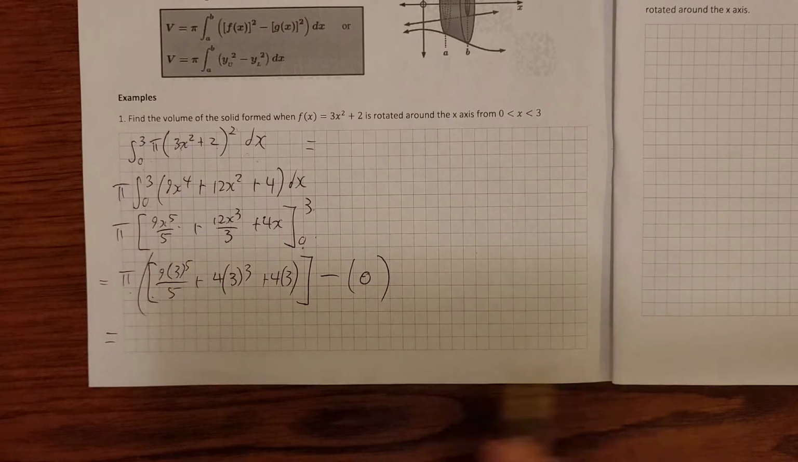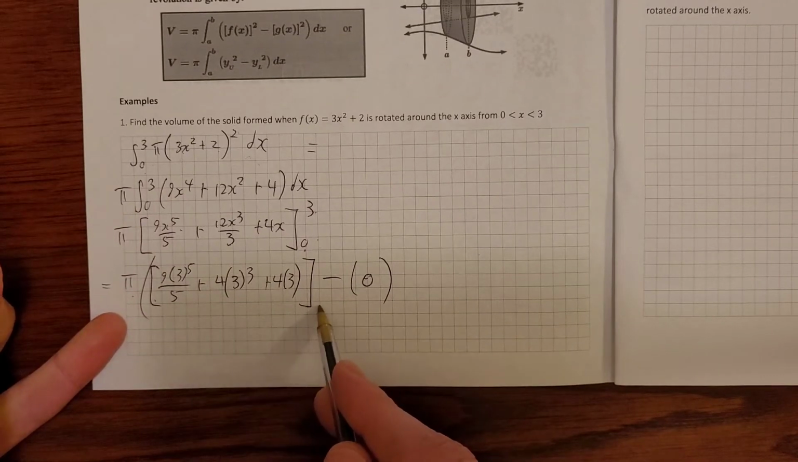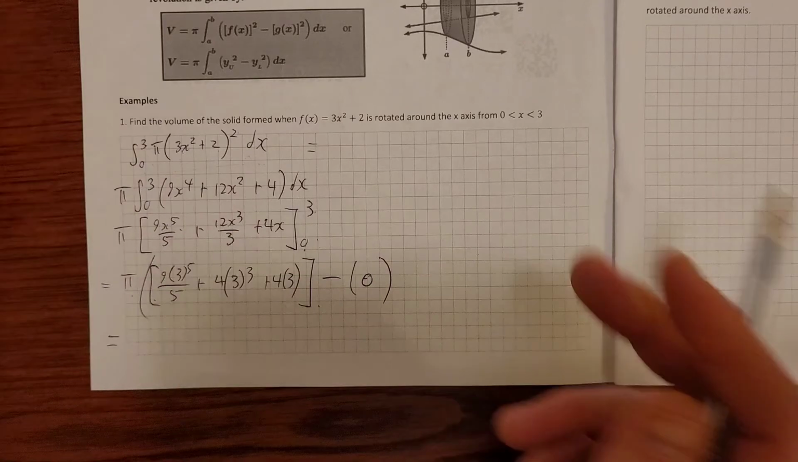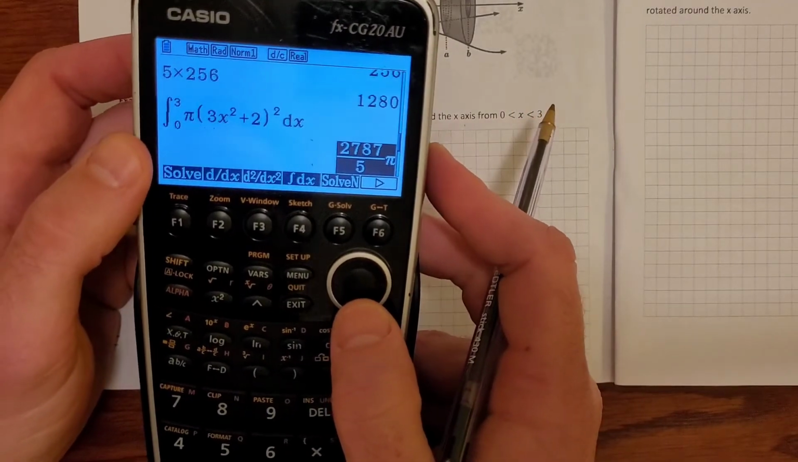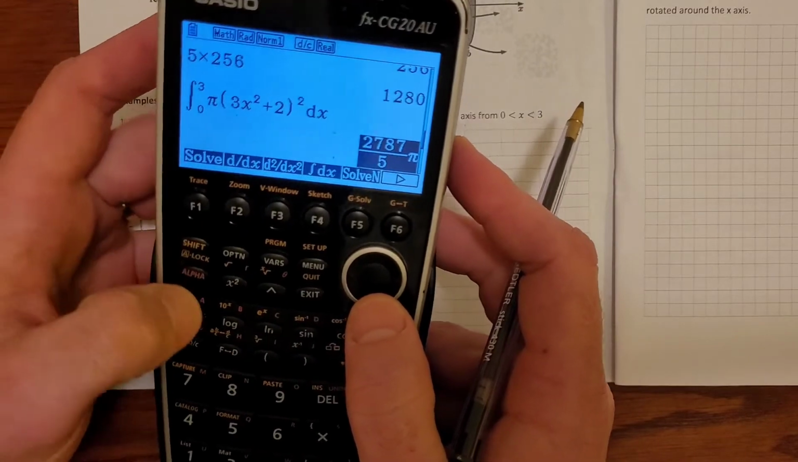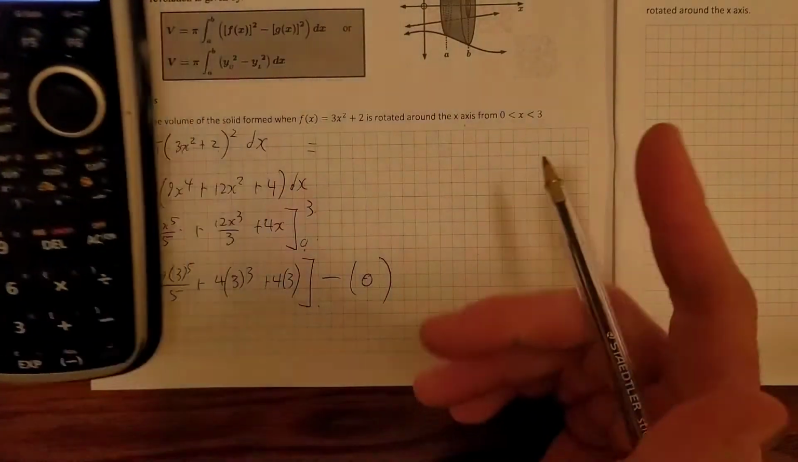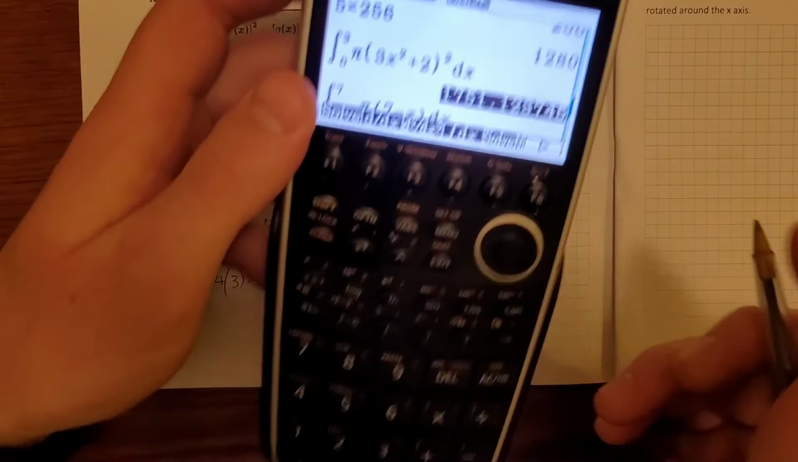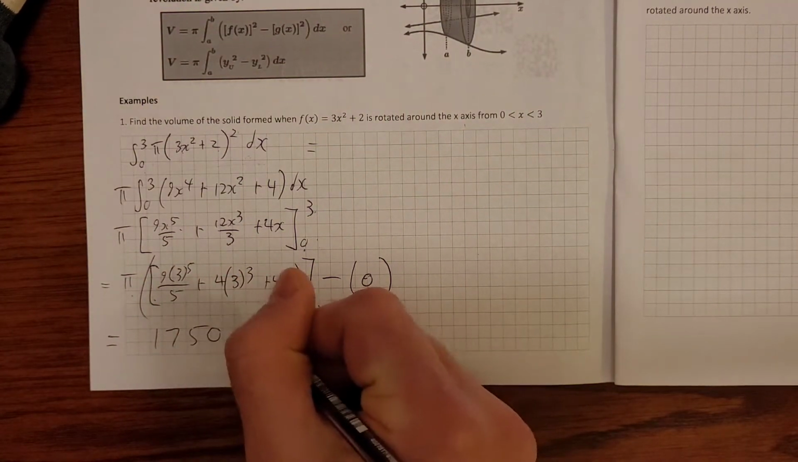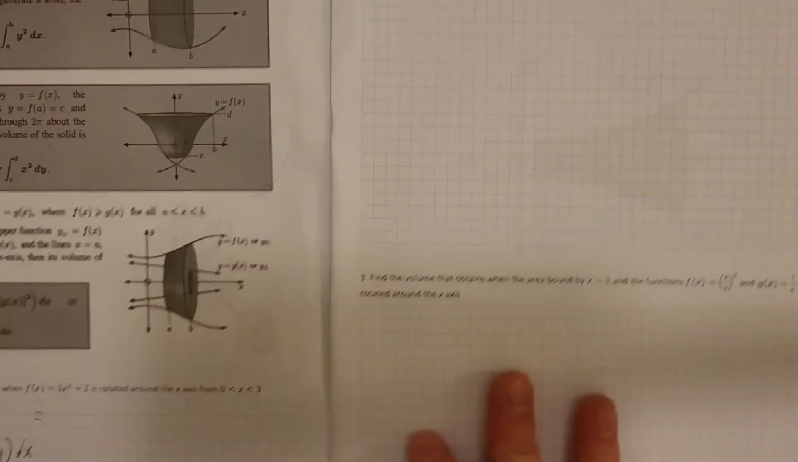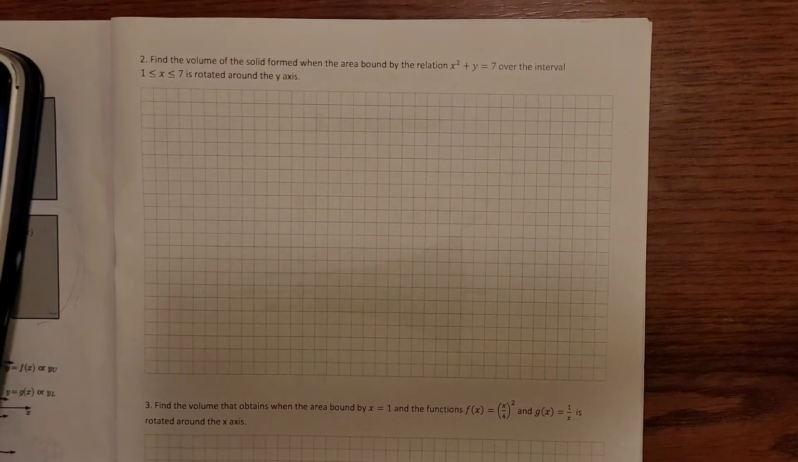Remember I've said don't try and put this long stuff in your calculator. Let's just jump straight to that, and we know we're going to generate the right solution. I did it before. I got 2,787 on 5 lots of pi, or as a decimal, 1,751. So we'll go 1750 units cubed. Excellent. Let's move on to our next example.